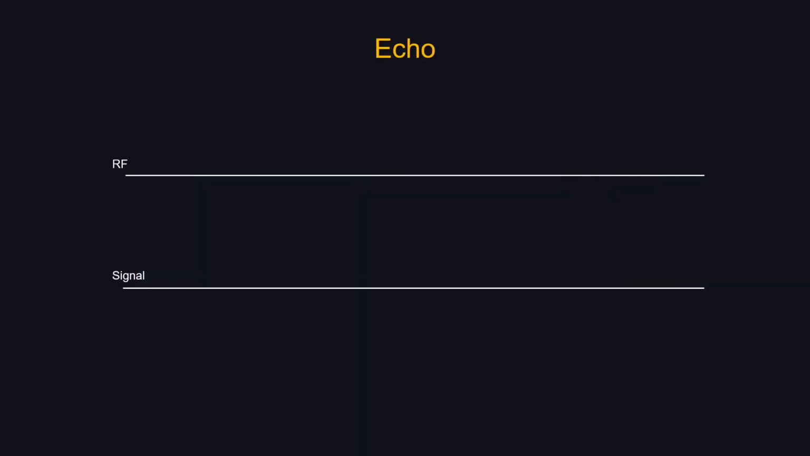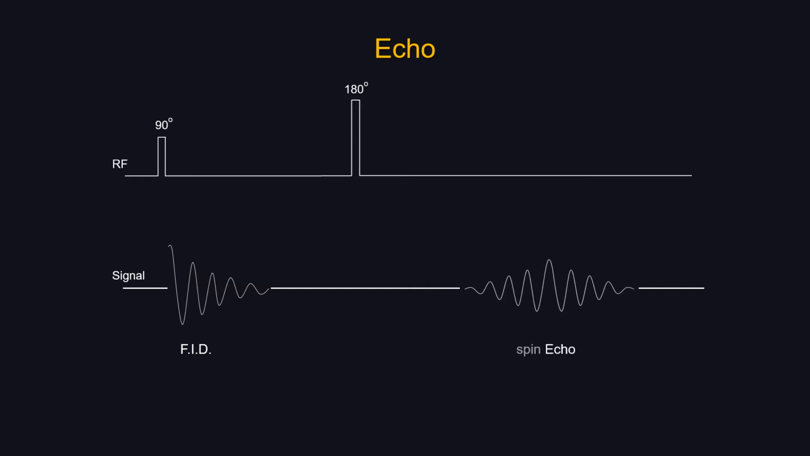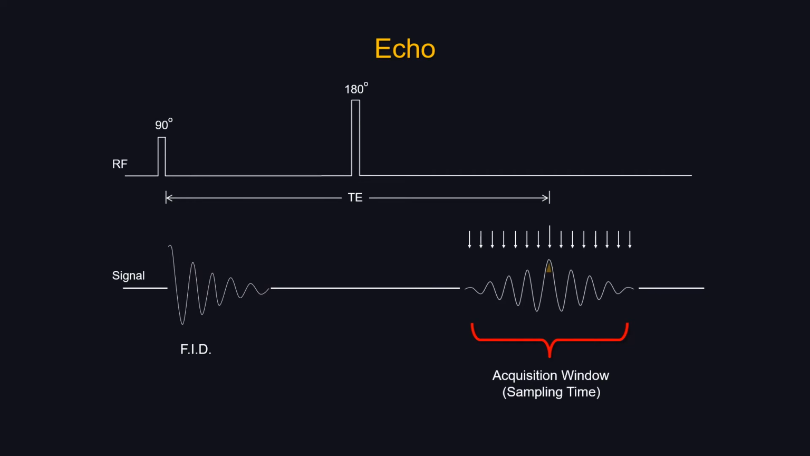So when you look at the sequence diagram, remember initially you give a 90-degree RF pulse. You have a signal that quickly decays, the free induction decay. And in spin echo, you give a 180-degree refocusing RF pulse, and you generate an echo. You know exactly when the peak of the echo will occur. That's time to echo, or TE. It's twice the distance between the 90 degree and the 180 degree. You identify the peak of the echo, then you sample the echo symmetrically before and after the echo peak.